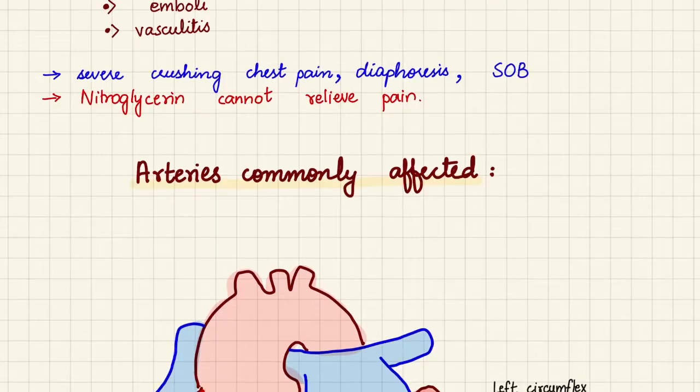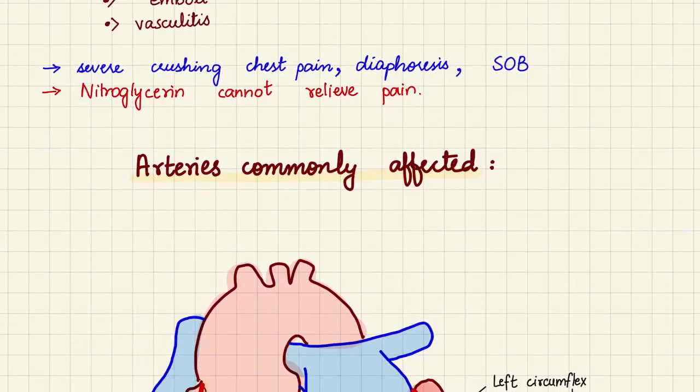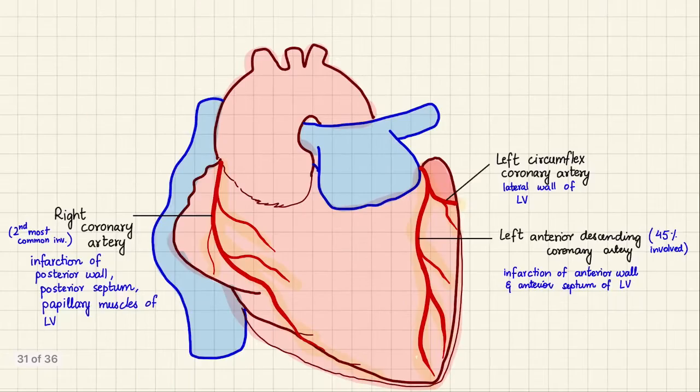Now in this case what happens is that we have severe crushing chest pain, diaphoresis, which means sweating, and shortness of breath, and nitroglycerin in this case cannot relieve the pain. Now coming to the arteries that are commonly affected by MI, we have the left anterior descending, which is involved in 45% of the cases, the left circumflex coronary artery, and the right coronary artery.